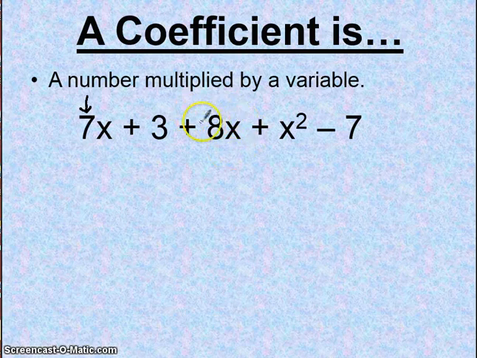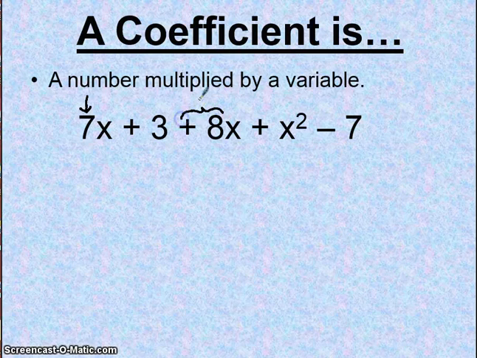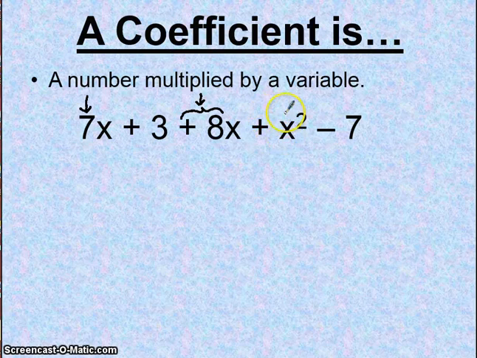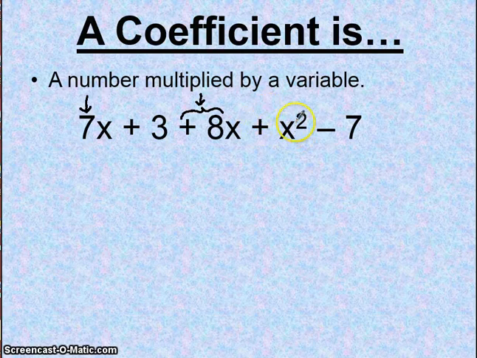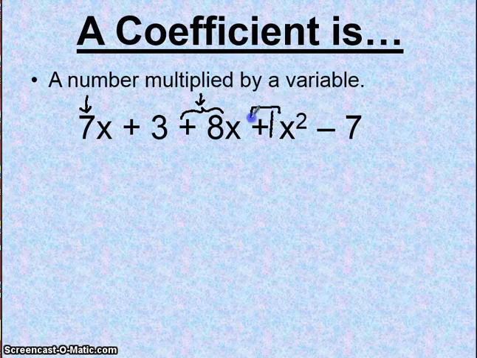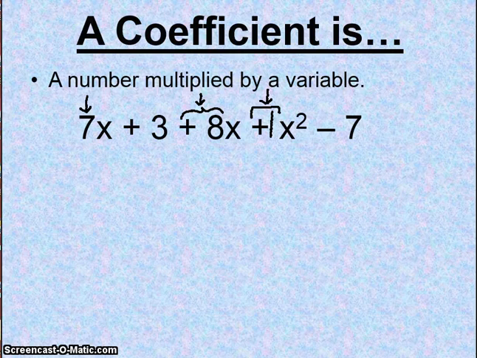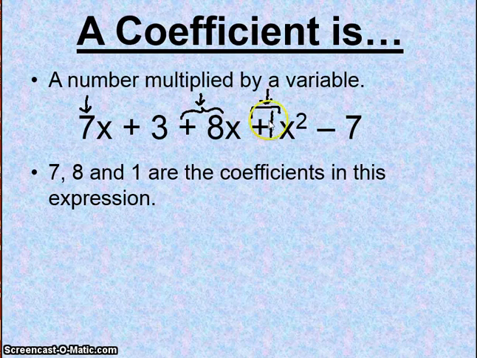Here, with our other variable, we have positive 8. Positive 8 is a coefficient because it's being multiplied by x. Now notice we have one more variable. Although there is no number written here, it does have a coefficient. Think about it. Plus x squared. How many x squared is there? 1. So positive 1 is a coefficient. So what I just explained to you was 7, 8, and 1 are the coefficients in this expression.